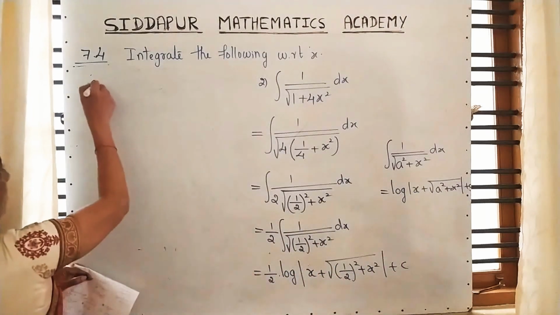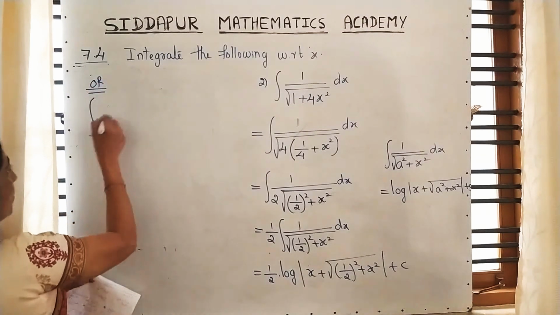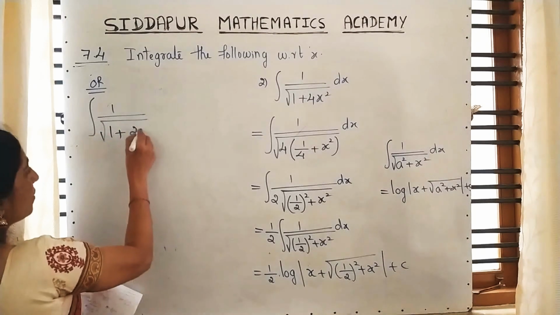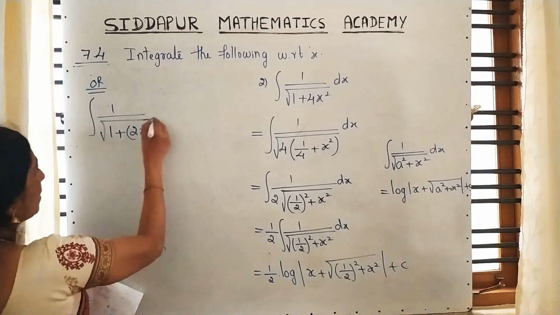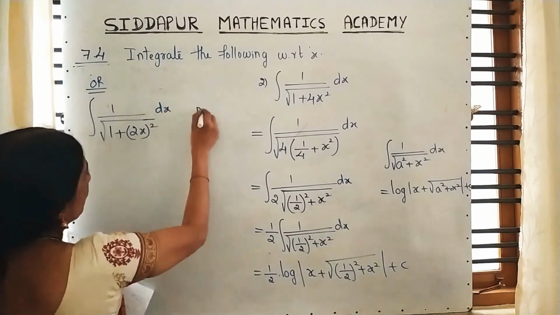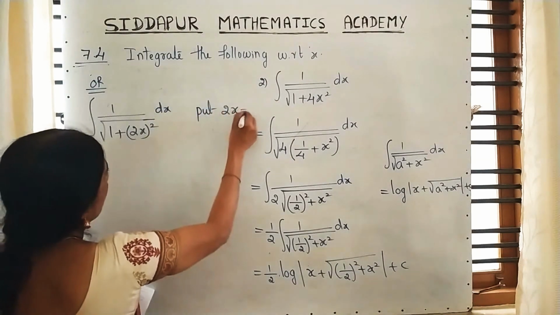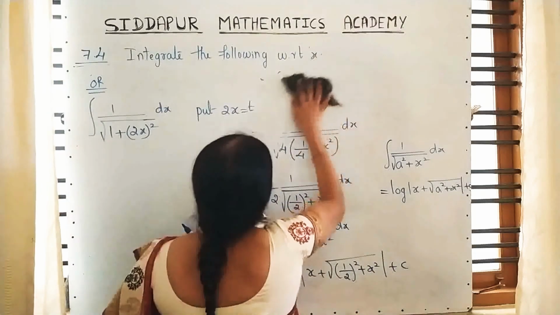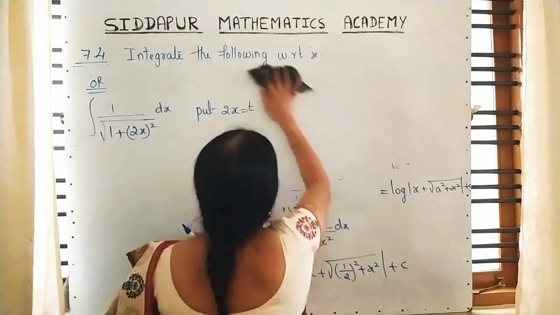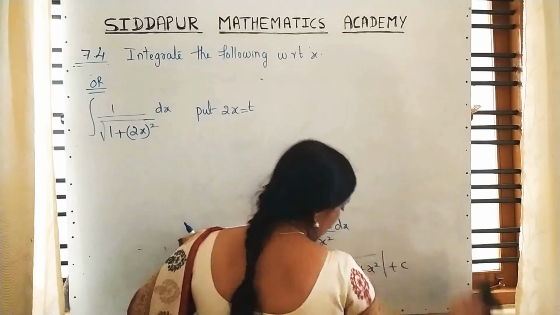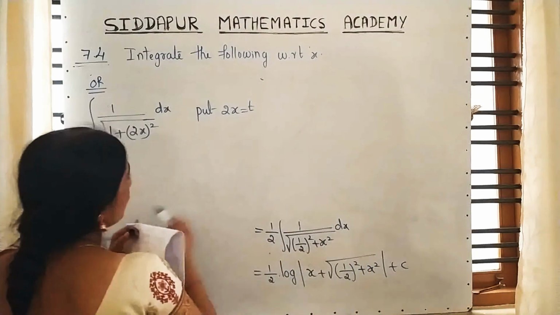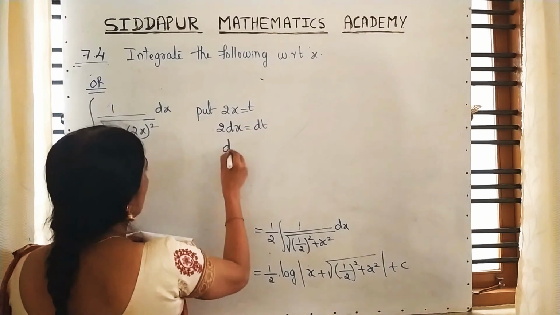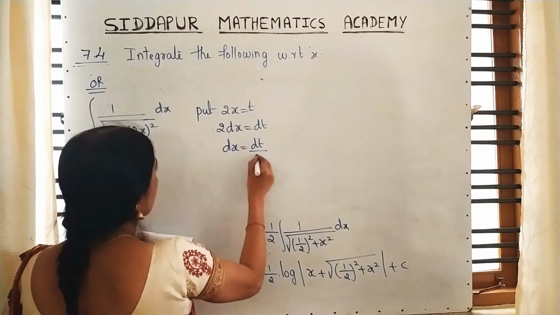Or the another method for the same problem is like this. See, the given problem will be written as 1 upon root of 1 plus 4x square, which is 2x whole square, into dx. Put 2x is equal to t, because the x square coefficient should be either plus 1 or minus 1. So when you differentiate, 2 into dx is equal to dt. In the problem we require only dx. dx is dt by 2.